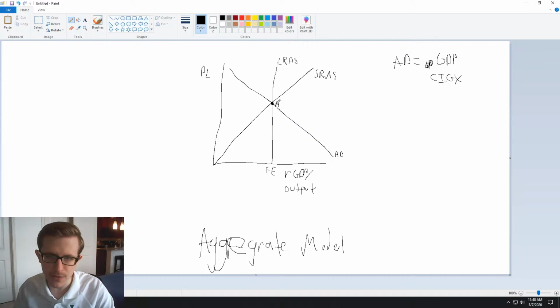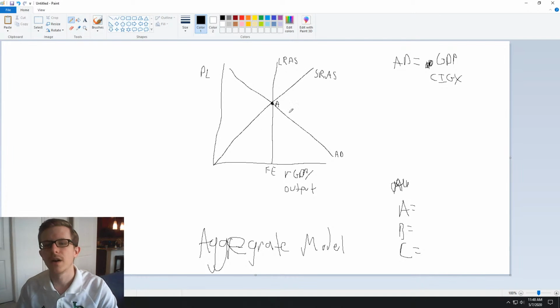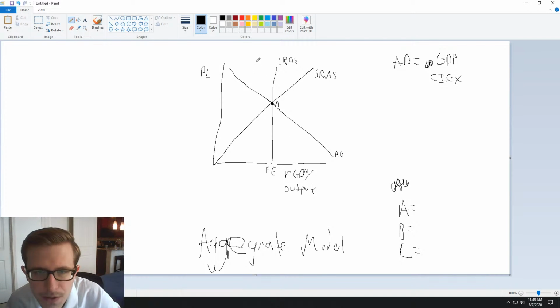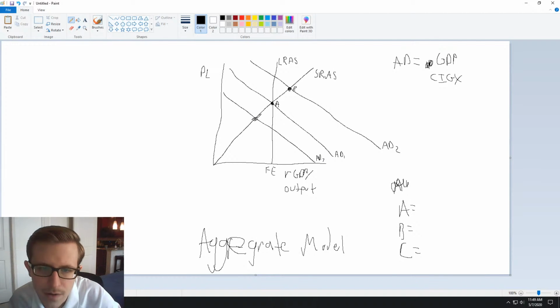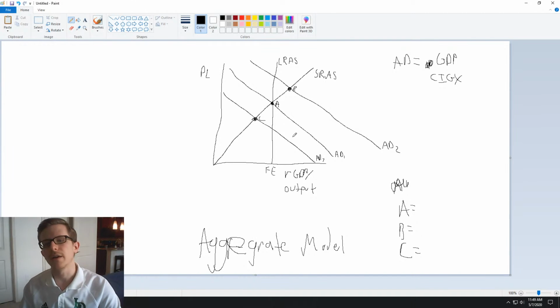Labeling this as an A, by the way. A, B, and C. All right. So let's see here. So we'll get a point up here as well. This will be AD2. Let's say this is AD1, AD2. I have this point right here, which we'll call point B. And we'll have a third aggregate demand here, which we'll call AD3. So here this will be point C. All right. So we have our three different points.